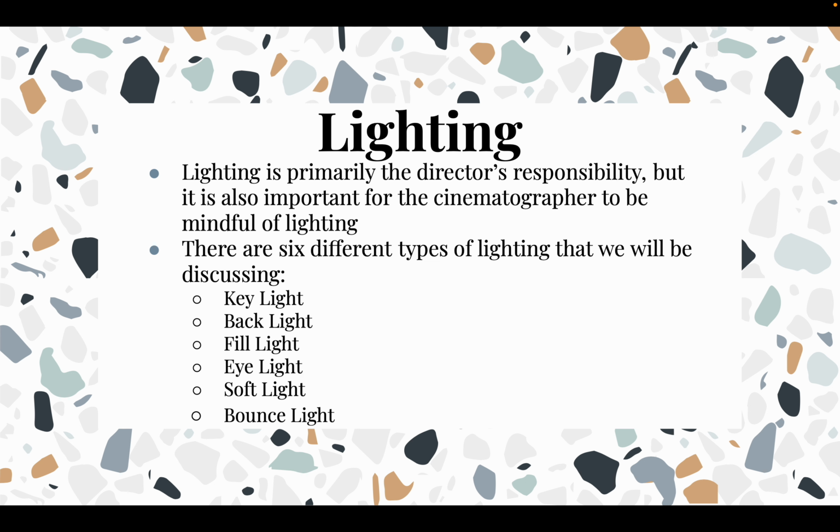Now, let's talk about lighting, because lighting is primarily the responsibility of the director, but it is also very important for the cinematography to be mindful of this. So you want to make sure that you are filming scenes that make sense, that have good lighting, and that can be easily understood. So let's talk a little bit about different types of lighting.